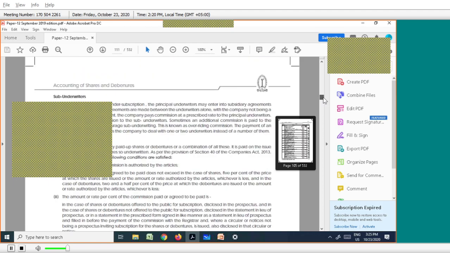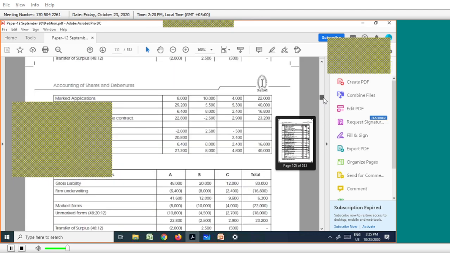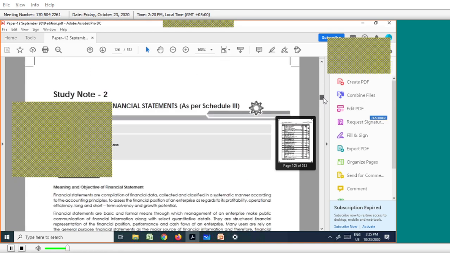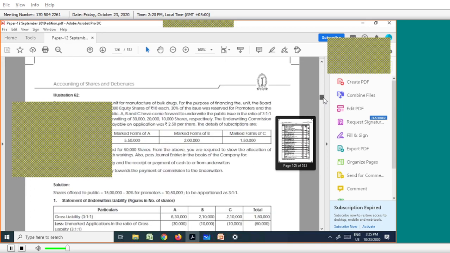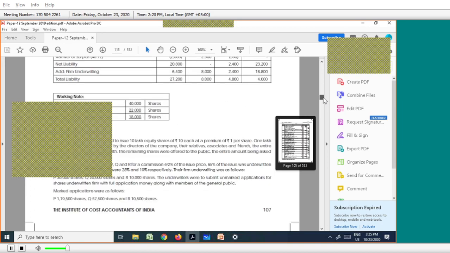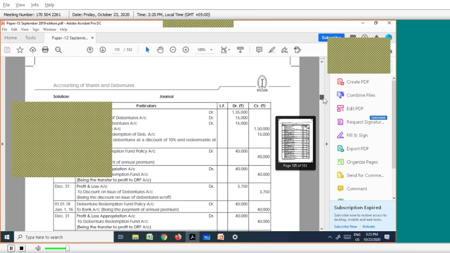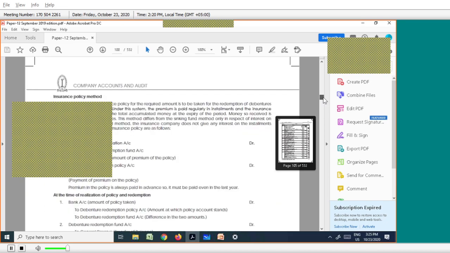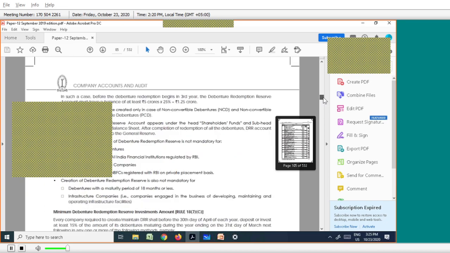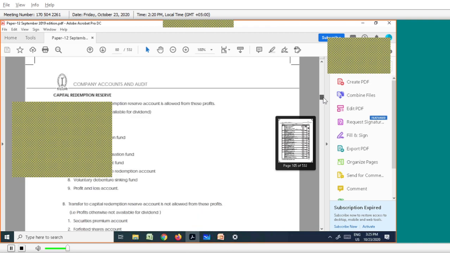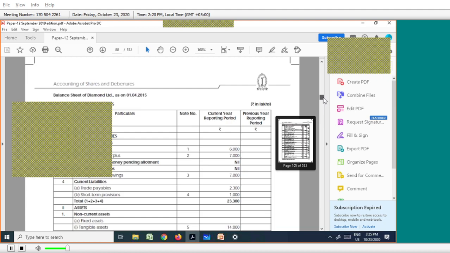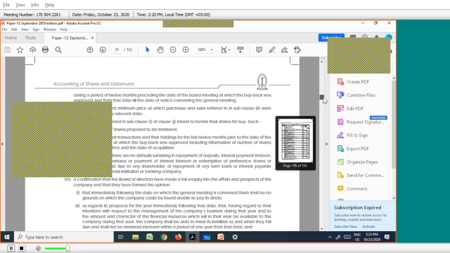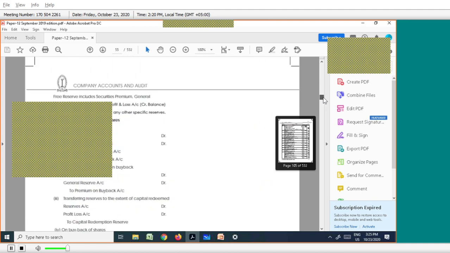So, I'm just going through the material. Back, I'll directly go to the entry.